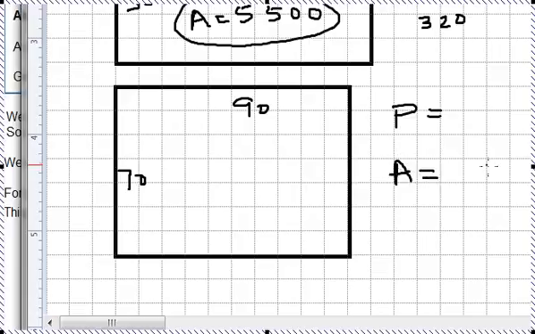All right, that's 2 times 90 plus 2 times 70. I'm getting 320, same as all the other ones. But now, what is the area? The area is 6,300. So notice this: as we make a rectangle look more and more like a square, it will have a larger area. Cool.